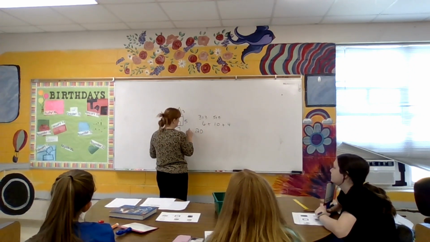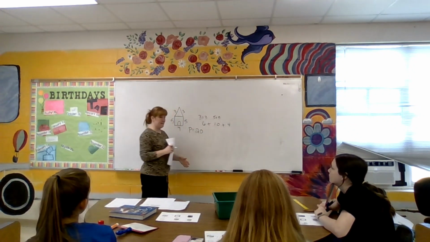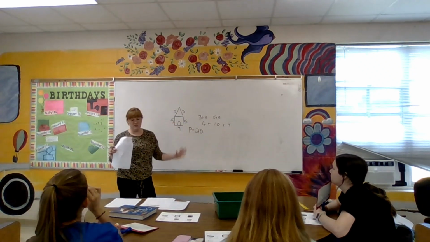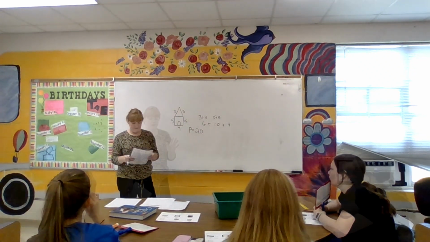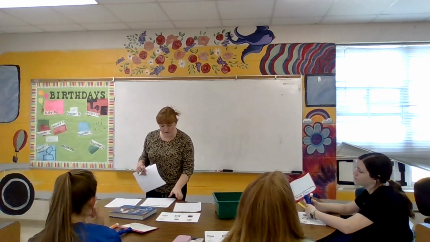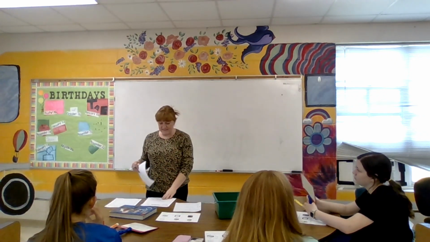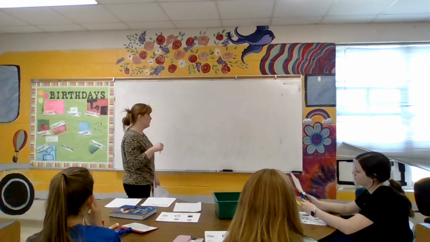20. So my perimeter is 20. Really, perimeter is the easiest thing, right? Because we're just adding the sides around. Okay? So we're going to do something fun really quick. We're going to get up out of our desks and find the perimeter of things in our room.